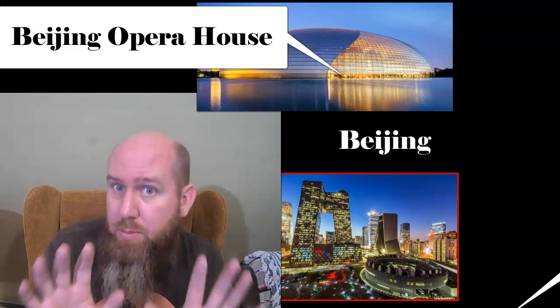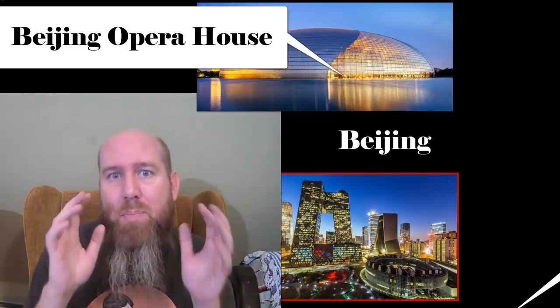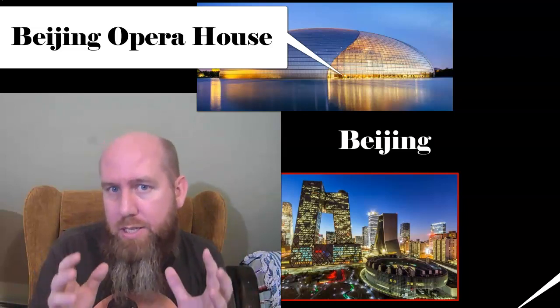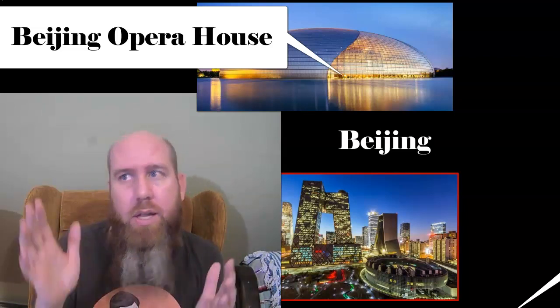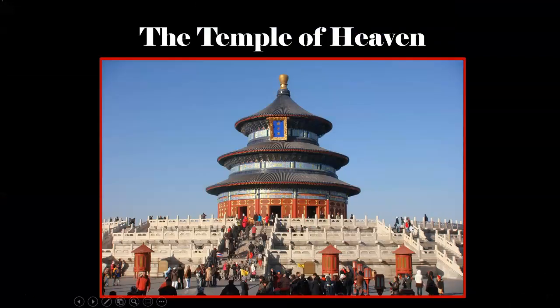And remember, you need to be able to recognize cities. And so pay attention to landmarks. Pay attention to things that will allow you to say, that's Beijing. The Temple of Heaven is another landmark of Beijing that you should be able to recognize.